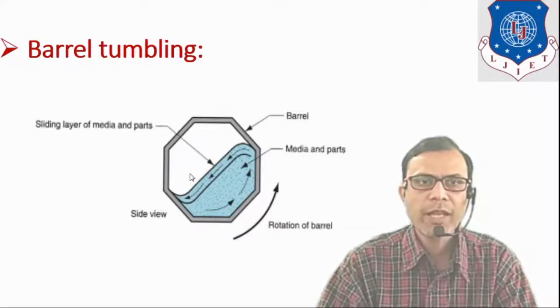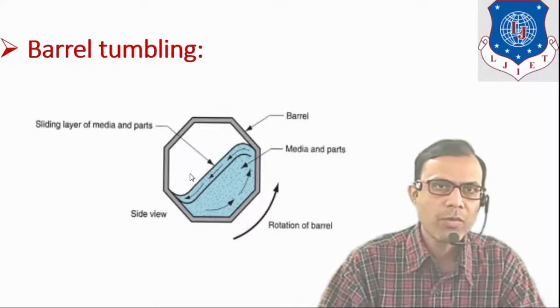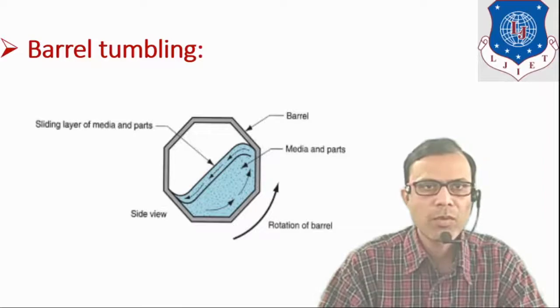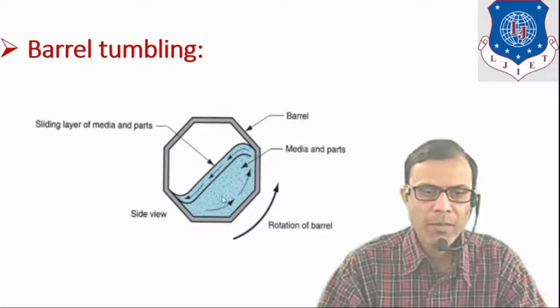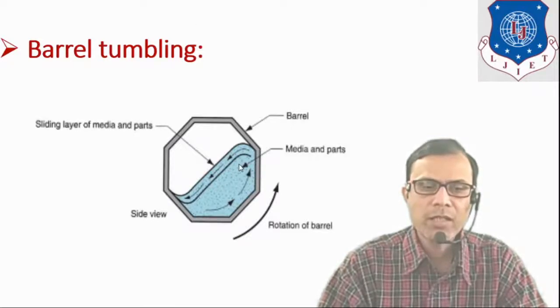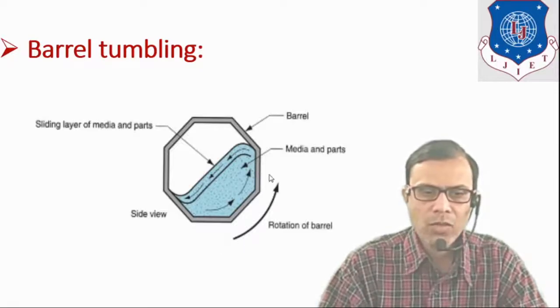It shows the side view. Either you see it from the left hand side or from the right hand side, it is the side view of the tumbler. We can see it has 8 surfaces as it is octagonal in shape, and these are the media and parts which are put inside this tumbler, and this is the direction of the rotation.